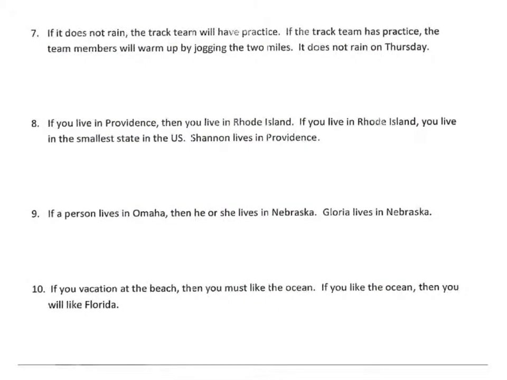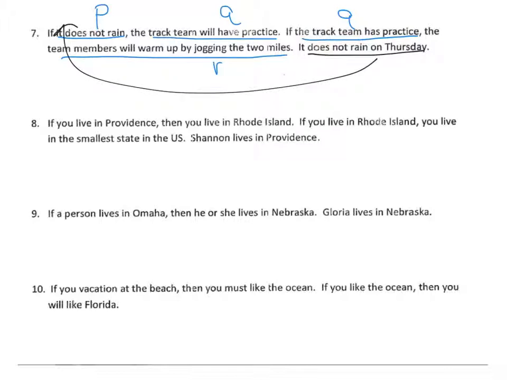I'm going to keep working through these. If it does not rain, that's P, the track team will have practice, Q. If the track team has practice, which we just did was Q, the team members will warm up by jogging 2 miles, that's R. It does not rain on Thursday, so that's P. So we have that P implies Q is true, Q implies R is true. So we can combine these. This is a law of syllogism to say that P implies R is true.